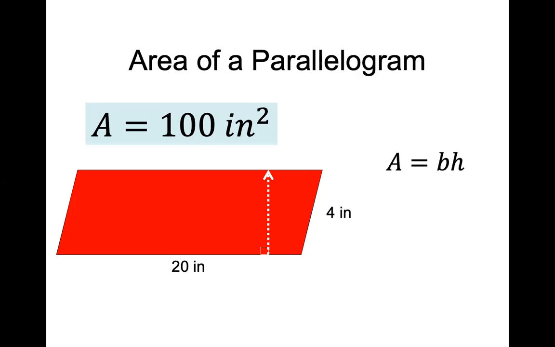Base times height. That's my start. I plug in what I know. Hey, I know A. A is 100. What's 4? 4 is just the side. What's 20? 20 is the base. So even though 4 is part of the information given, it's a part we're not going to use. How do you get 100? You can technically solve. What is A?